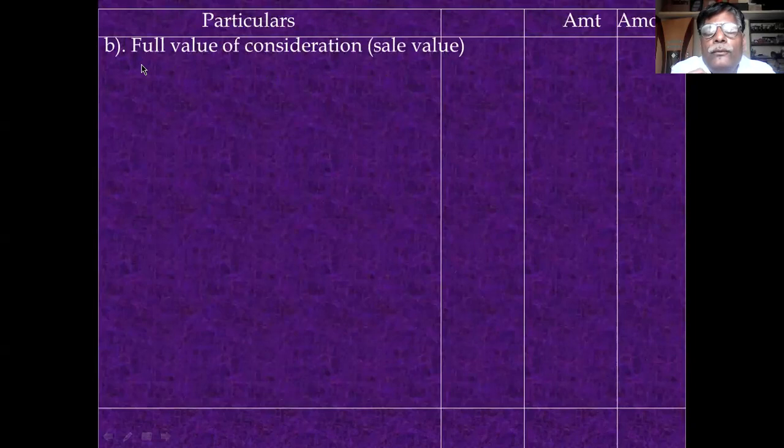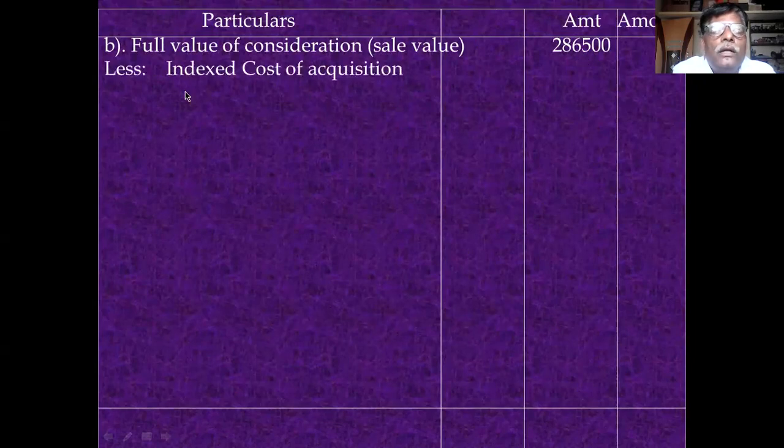To see this, I will calculate long-term capital gain first. B point, full value of consideration is 2,86,500, less indexed cost of acquisition. 58,500 is the cost, multiply by index. Its cost is 57,000. Sorry, 5 lakhs.